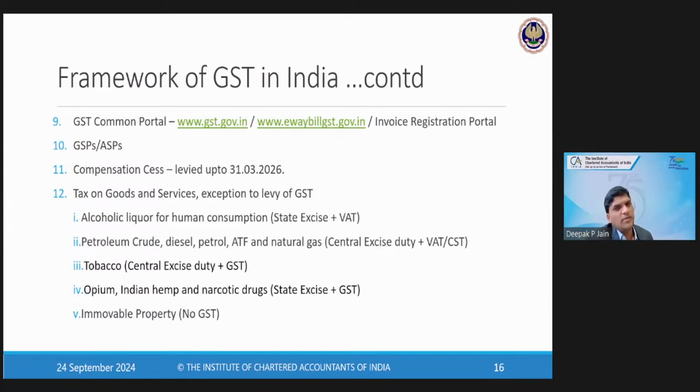Now this will be levied only up to 31st March 2026, right? Because from 17 to 26, 9 years will get over. So it is only as a stopgap measure because GST has come in.